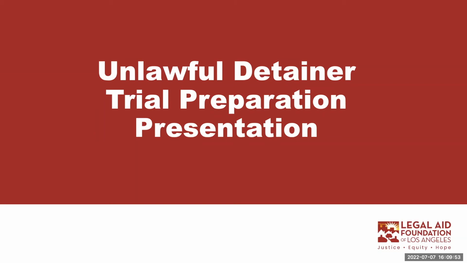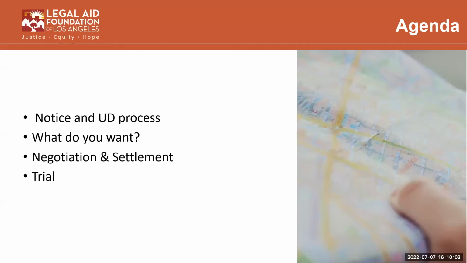We'll be discussing preparing for an eviction trial and going over settlements and the UD process. Okay, so here's today's agenda. Like I said, we'll be looking at the notice, types of notice, and the UD process. We'll also be looking at what you want to do. This is in regards to what outcome you want for your case, and we'll be looking at negotiating and settlement agreements. And lastly, we'll take a look at the UD trial.